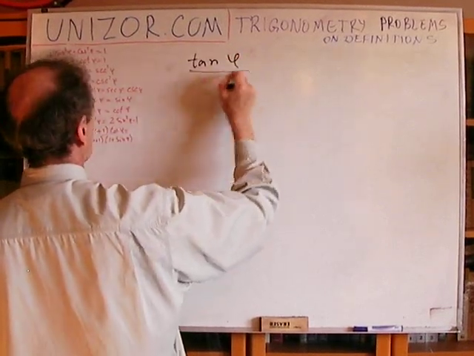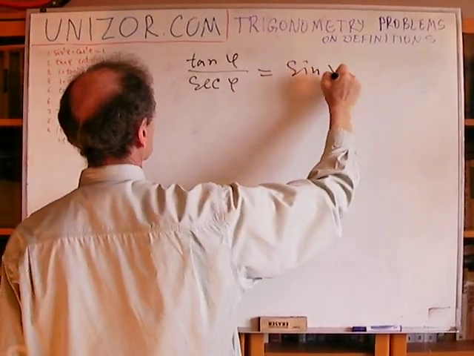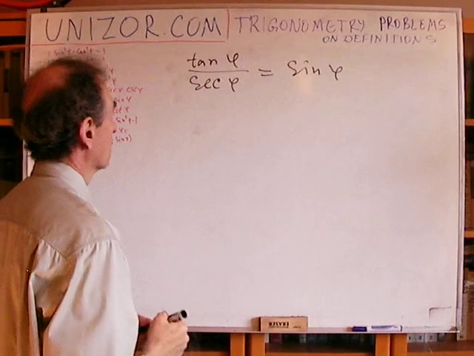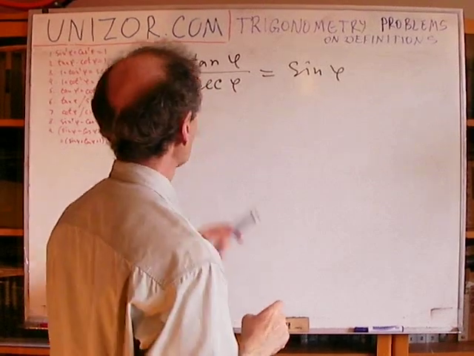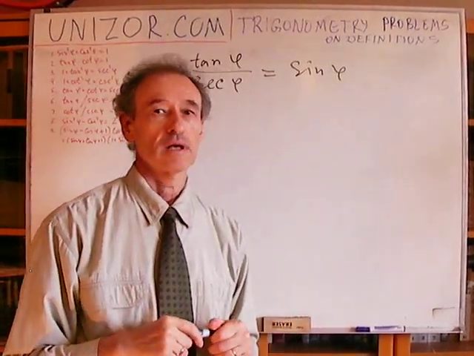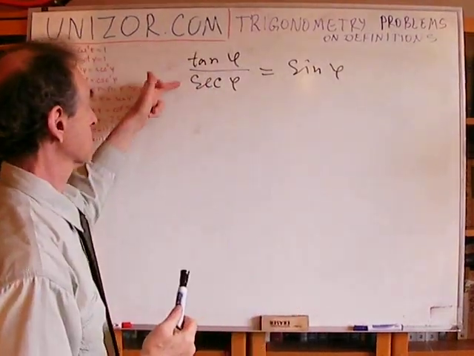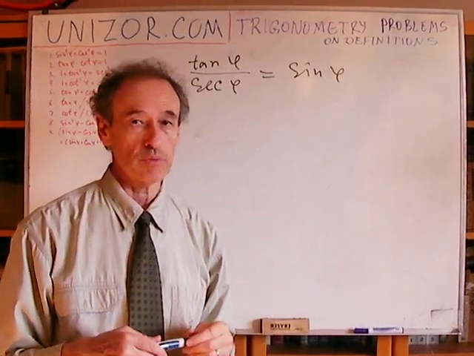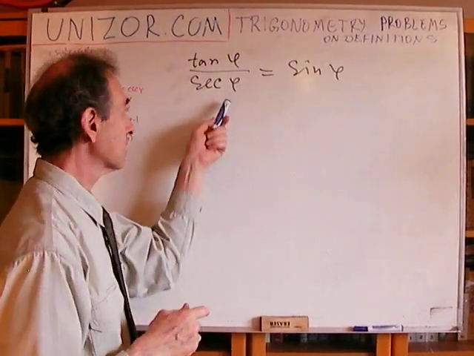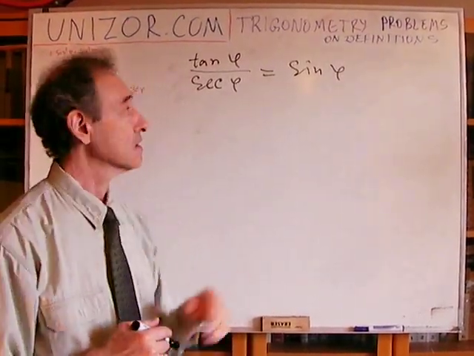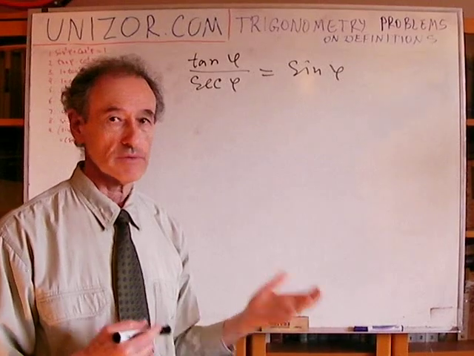Tangent phi divided by secant phi should be equal to sine of phi. Well, now, here is an interesting fact. Is secant equal to zero? No. So you can always divide one by another. However, tangent is not always defined, and secant also is not always defined. So it's not the division per se which restricts us, but the definition of the functions themselves.